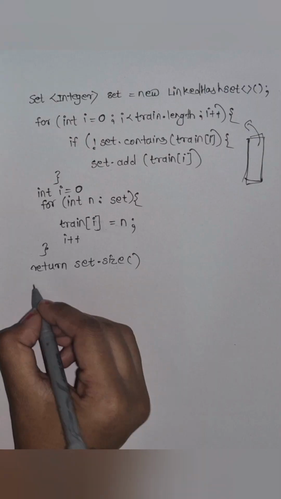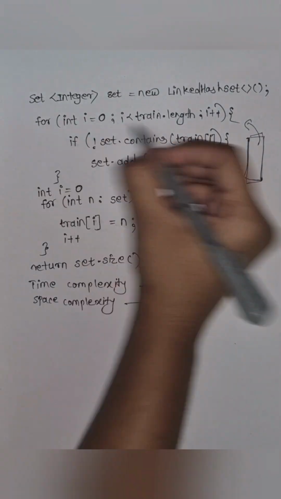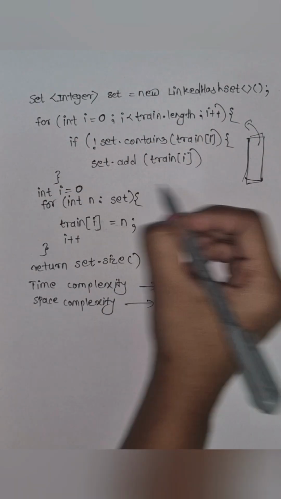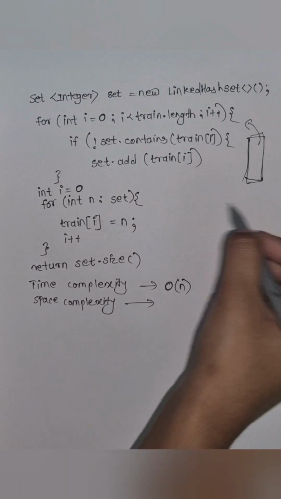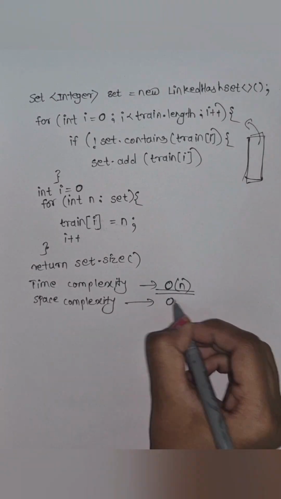Now what is the space and time complexity? Time complexity is O(n), as we are traversing the whole train, and here it will take constant time. Earlier it was taking O(n) time, but now it is taking constant time, so time complexity will be O(n), and the space complexity will be O(n), right?